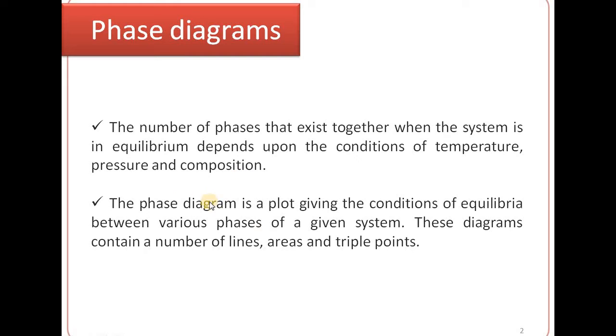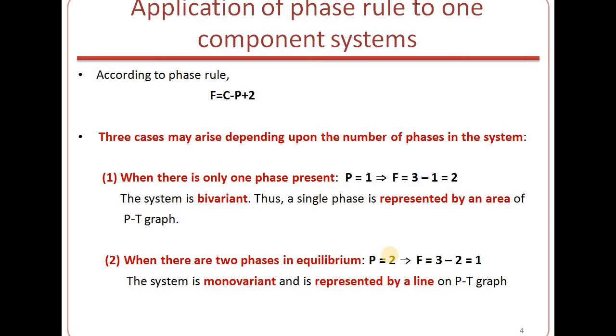Now, what is a phase diagram? It is a plot which gives us the conditions of equilibria between various phases of a given system. Means under what condition, how many types of phases will be in equilibrium and which types of phases will be in equilibrium. These diagrams will contain a number of lines, areas and triple points, which we will discuss in detail in the slides. So first we are discussing the phase diagram of one component systems.